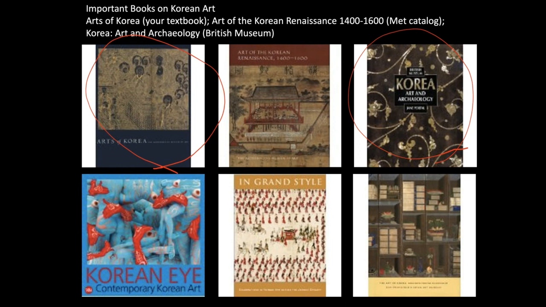Other books are mostly for the Joseon Dynasty, and they were also exhibition catalogs. These are available as used books and as new books. This one shows contemporary Korean art, what Korean artists are creating as of now.